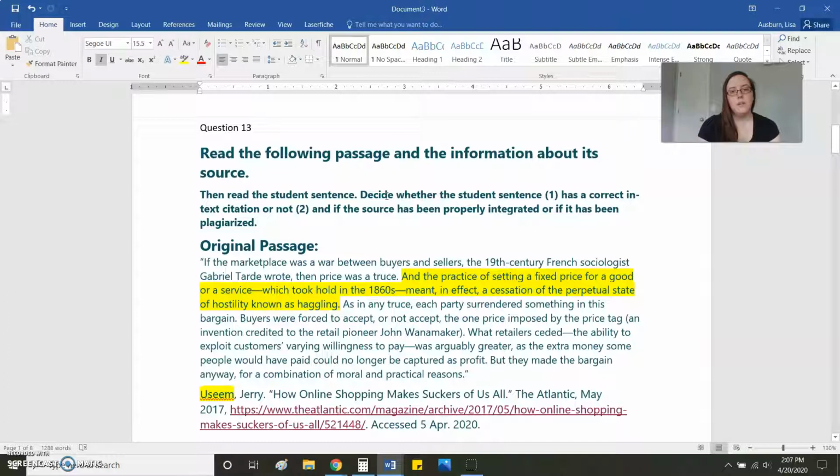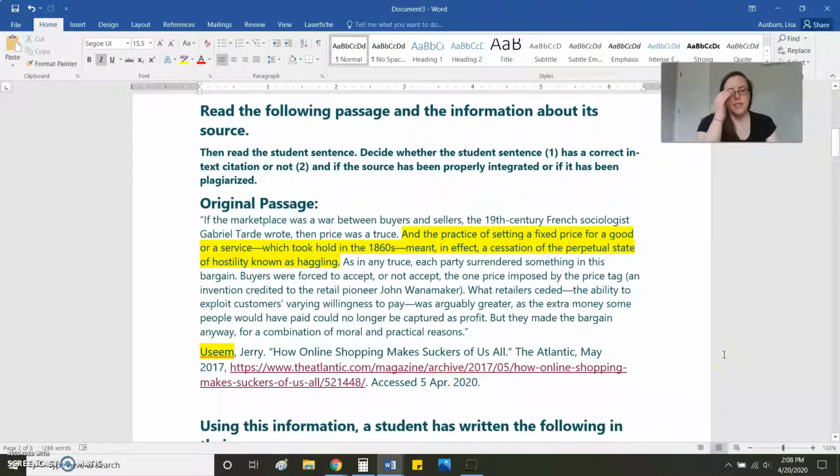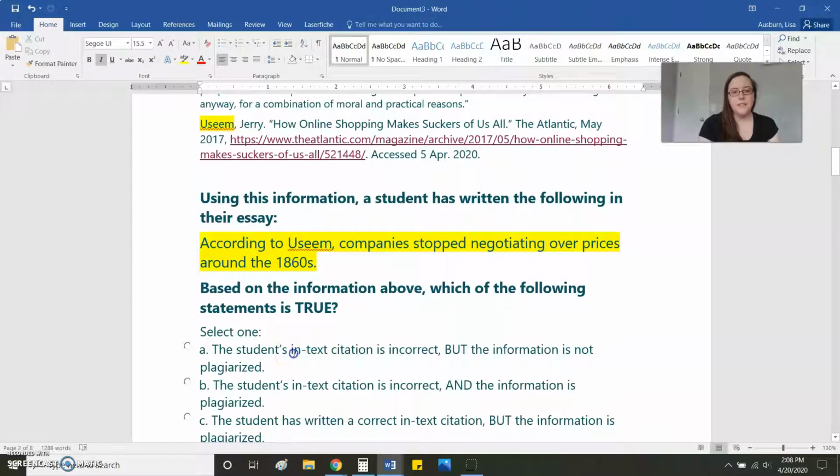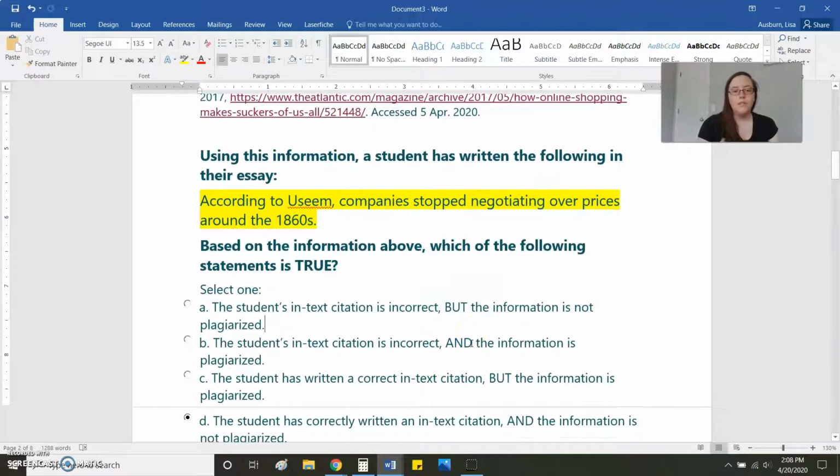Okay. So now we can move on to the more commonly missed styles of questions, and here again I'm going to touch on 13, 14, 16, and 18. Most of these, in fact I think all of them, are formatted in the same way. It's the same passage, right around the same content, the first or the second sentence of the passage. The citation is the same for every single one of the questions. And so now we're just trying to figure out two things. One, is the in-text citation written correctly? And two, is the information plagiarized? So we will see all of the four options.